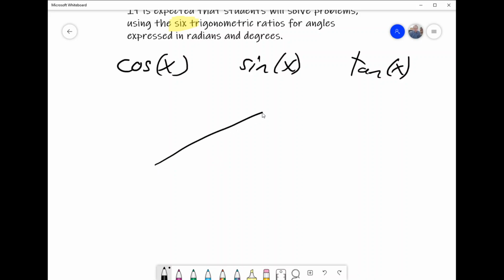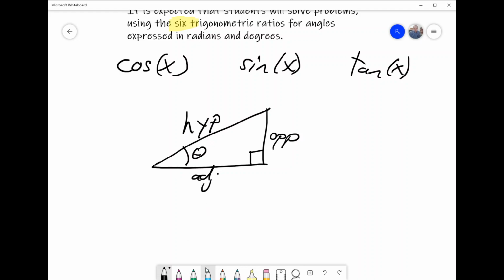If we think back to our circle, or our right triangle here, we have, for a given angle, we'll call it theta, an opposite side, an adjacent side, and the hypotenuse. Remember, the hypotenuse is always the one opposite the right angle. Now the rest, whether they're opposite or adjacent, depends on which corner you're pulling the angle from.